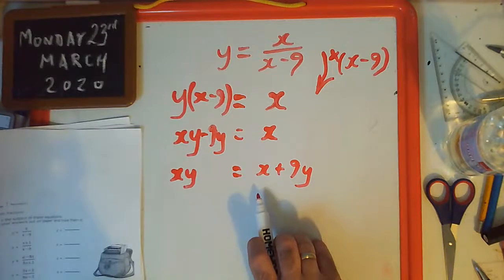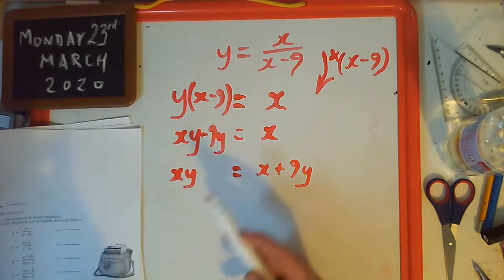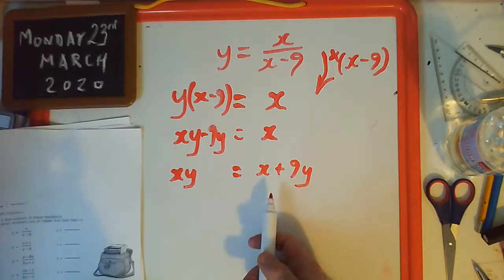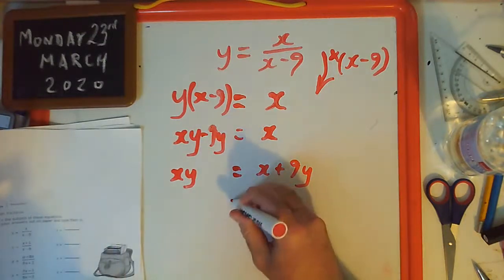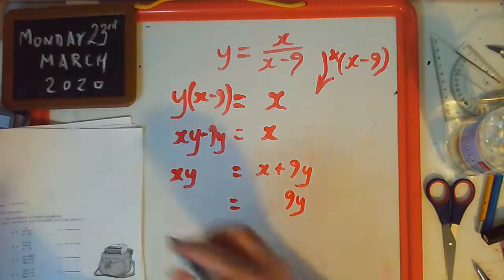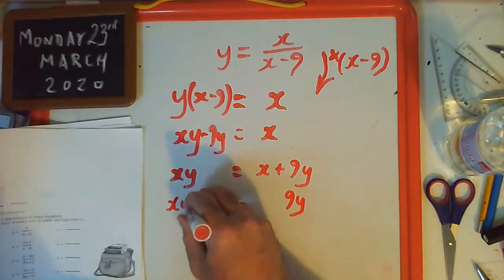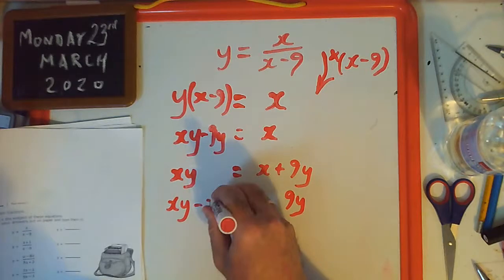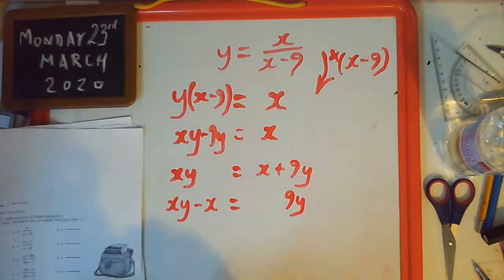So remembering I'm trying to have all of my x on the left and all of my y on the right. I don't want this x to be over here. So I'm going to get rid of that by subtracting x. And then I've got to subtract the other x from the other side to maintain a balance. So xy minus x equals 9y.